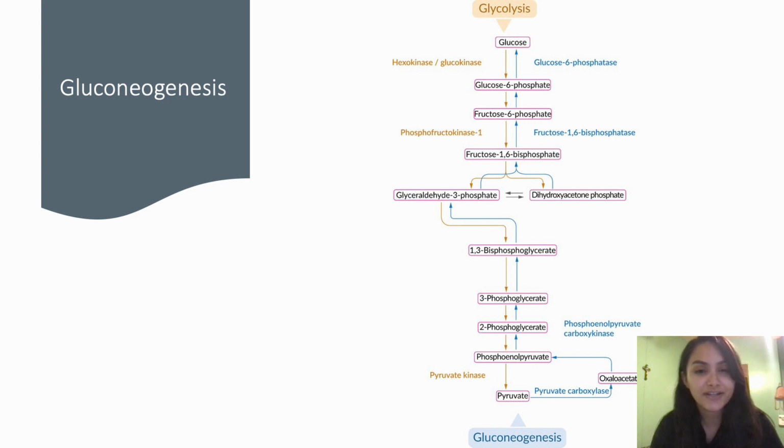Oxaloacetate is then converted to PEP, phosphoenolpyruvate, by phosphoenolpyruvate carboxykinase, which is also known as PEPCK, and released back into the cytoplasm. Now, let's go over the step of conversion of lactate into pyruvate.